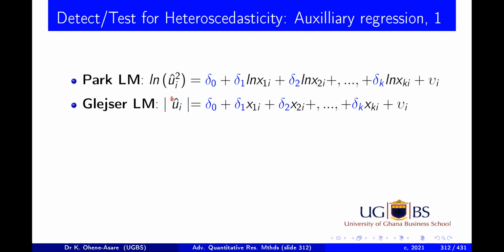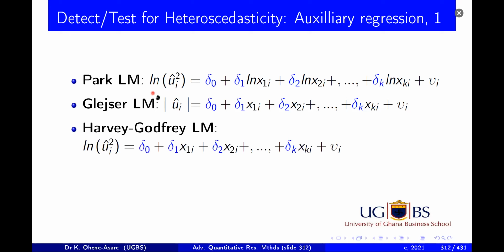The Glejser-LM test is a similar thing. For the Glejser one, you don't take the log, but you just take the residual, find the absolute value of the residual, and regress it on the independent variables. The Harvey-Godfrey test, you take the log of the square of the residuals and regress it on the independent variables. So somebody might ask, what is the big difference between those? Well, in the Park test, the independent variables have also been logged. But in the Harvey-Godfrey, the independent variables have not been logged.